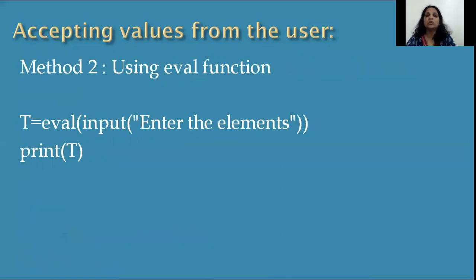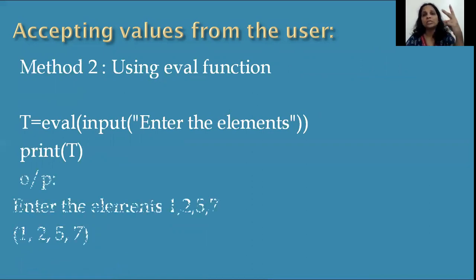Another way is making use of the eval function. But in the eval function, when you're asked to enter the elements, there are two ways you could enter them. One, as shown on the screen here: you enter all your elements separated by commas, and automatically it will be treated as a tuple. Or you start your parenthesis, enter your values separated by commas, and close the round brackets. Is that clear?